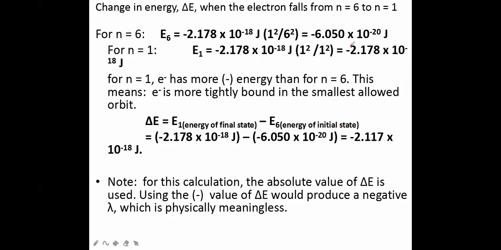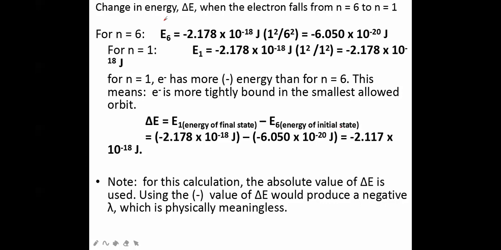Okay, so the change in energy when an electron moves from energy level 6 to energy level 1. You want to calculate the change in energy from 6 to 1. So 6 is further away, 1 is closer to the nucleus. So we calculate the energy first at level 6, and then we calculate the energy at level 1.